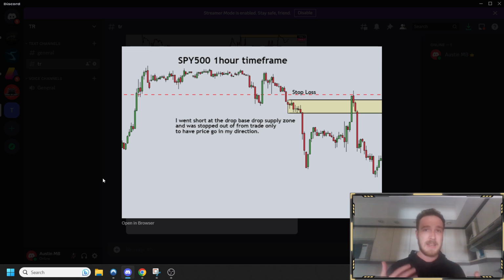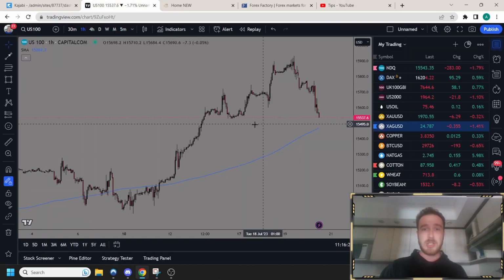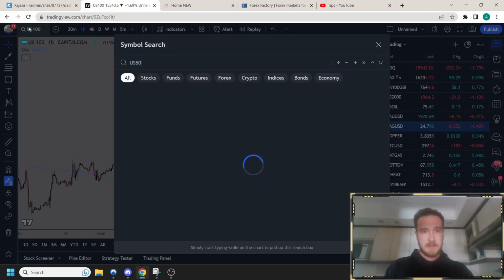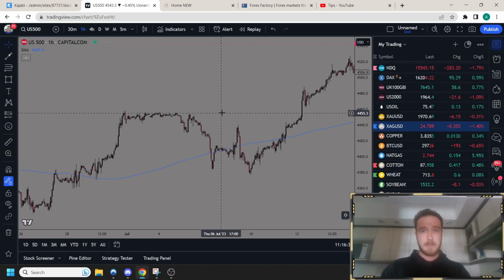So the market is rigged to go up over time. Statistically, it goes up year after year, 10% returns. Okay. So to be shorting a 1 hour time frame, especially when this is the US 100, we got to go US 500. This goes into my second point.